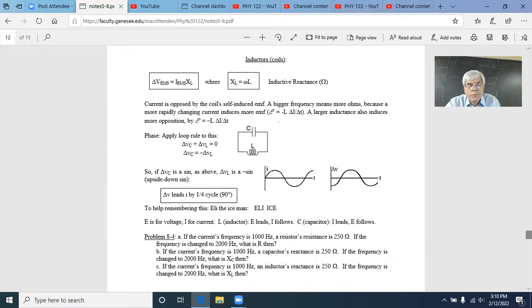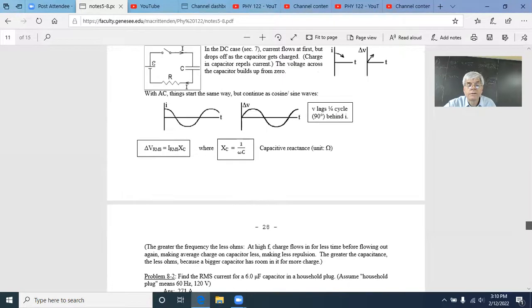If you apply the loop rule, and I'm applying it to instantaneous voltages here, that does obey the loop rule because those are essentially DC voltages. So according to Kirchhoff's loop rule, the voltage across the capacitor plus the voltage across the inductor has to add up to 0. In other words, the one is the negative of the other.